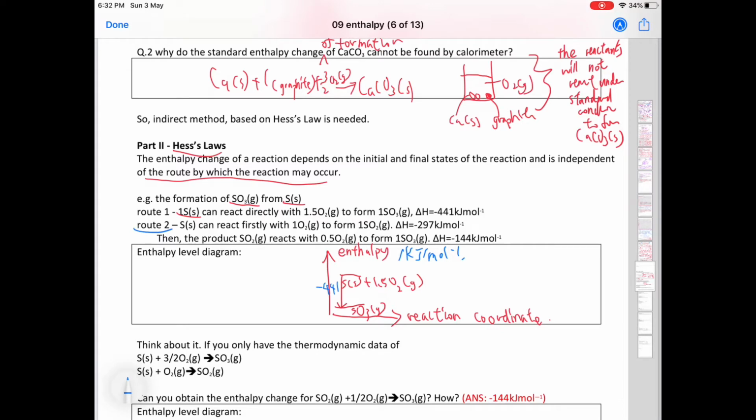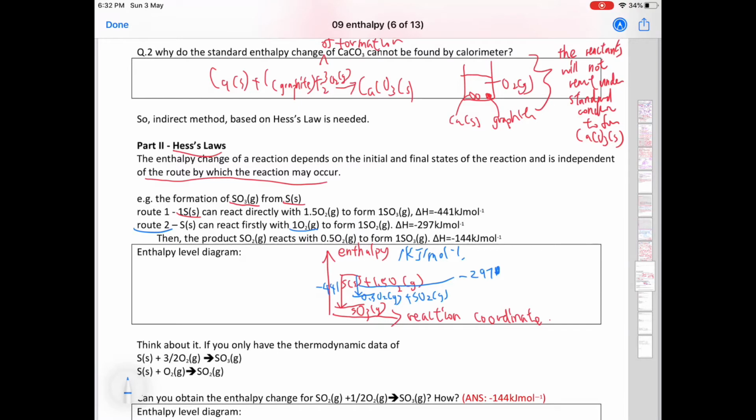And then for route 2, there are 2 stages. This one sulfur, if we add one oxygen first, and maybe I draw it somehow to scale. If we add only one oxygen, so that 0.5 O2 is left behind, then 1 S reacts with 1 O2 to form 1 SO2 gas. And then the enthalpy change in between is negative 297 kJ per mole. Okay.